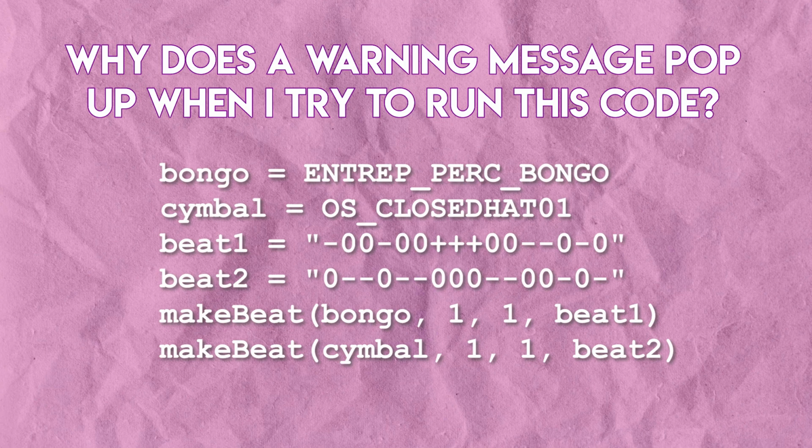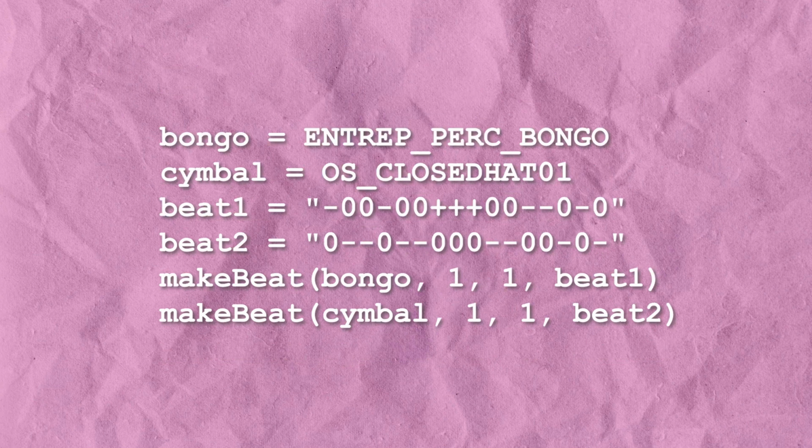This one is tricky, so look closely at the make beat functions in this code. When I click run, EarSketch gives a warning that there are overlapping clips on track 1. What does this mean, and how do you fix it? 5, 4, 3, 2, 1, and the answer is there's a problem with the second make beat call. We put it on the same track and measure as the first make beat. Instead, we should put it on its own track, track 2.